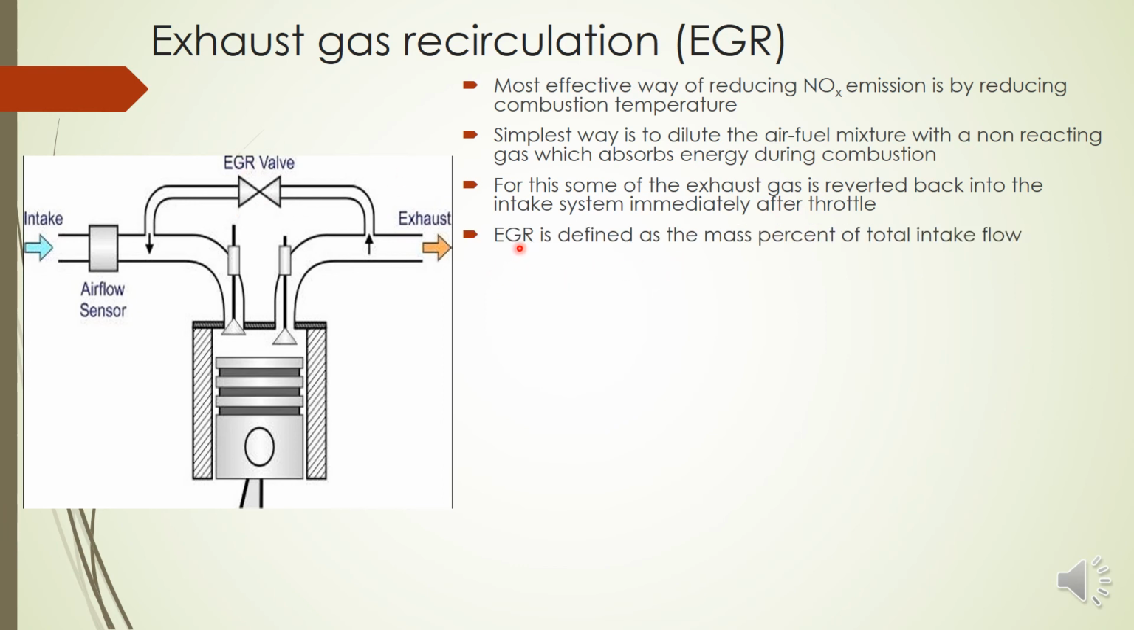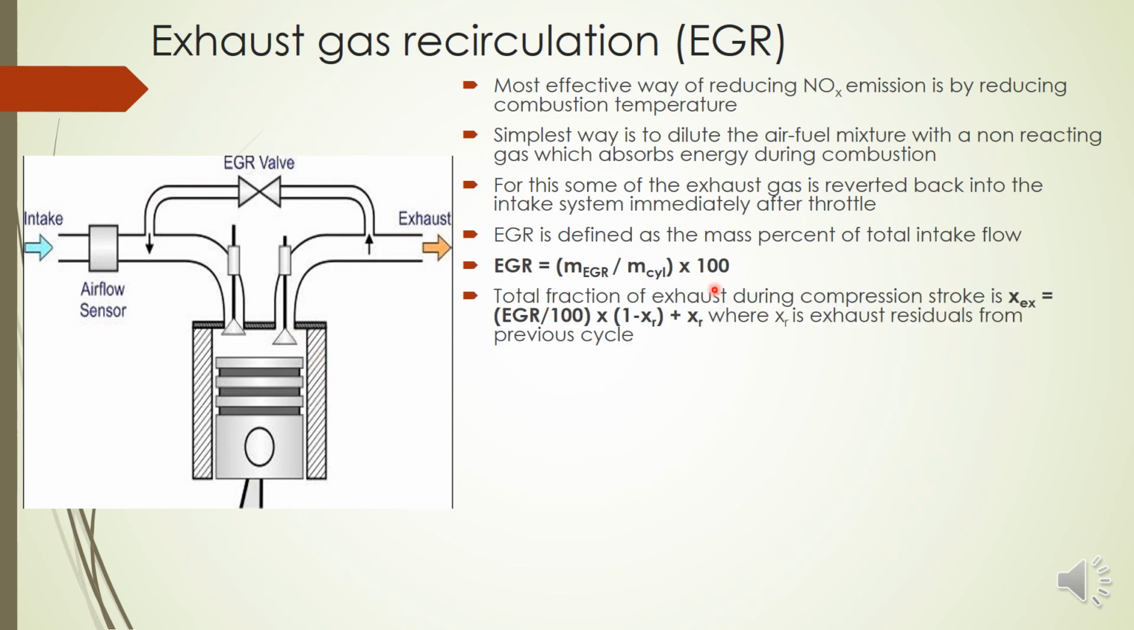Now what is EGR? We can represent it as a percentage, a mass percentage of exhaust to the total intake. So EGR is normally represented as a percentage, 30%, 20%. It is a ratio of how much mass of exhaust we are giving to the total mass of content inside the cylinder. So EGR is the mass of exhaust gas to the total mass inside the cylinder at a particular time.